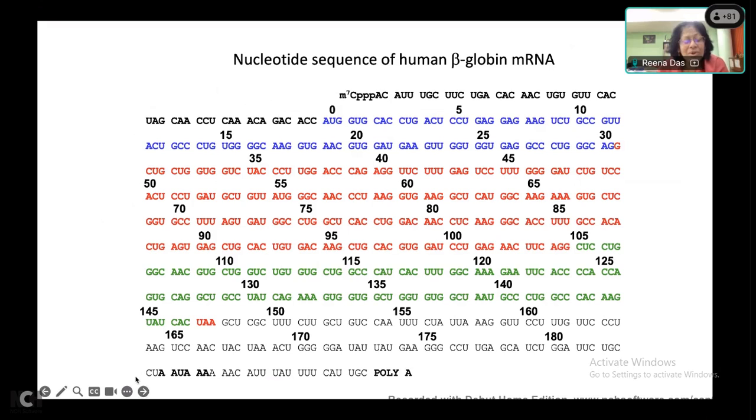And then you have a poly A signal here. At the end, you have a poly A tail. So this is the entire structure of the human mRNA, which gives rise to the protein.